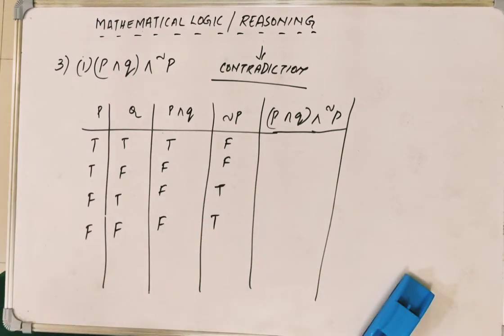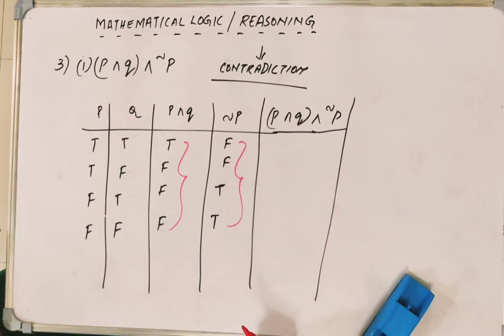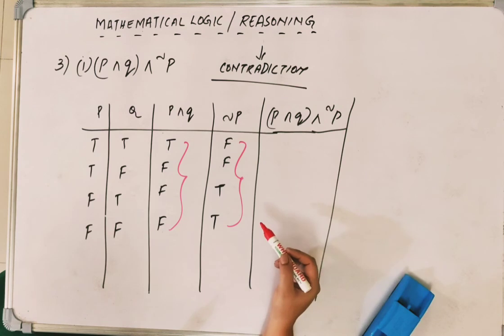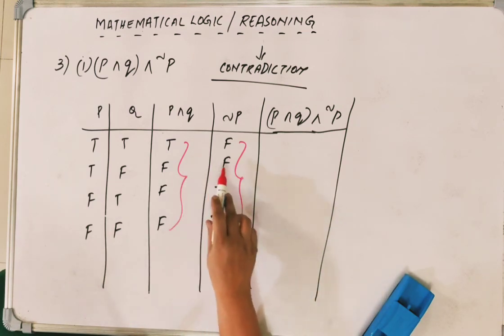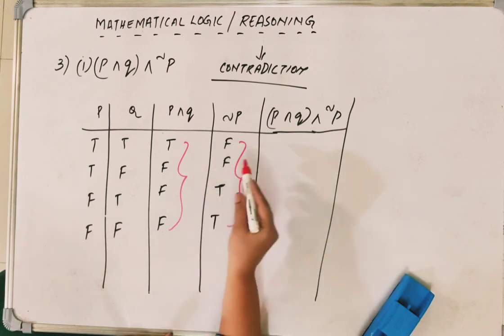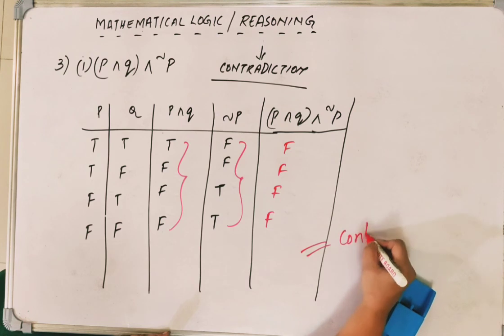Now we'll conjunct both of these columns: P and Q and negation of P. Again, both the values should be true for the final value to be true. We don't have any TT combination here, so everything is going to be false. So this is nothing but a contradiction.